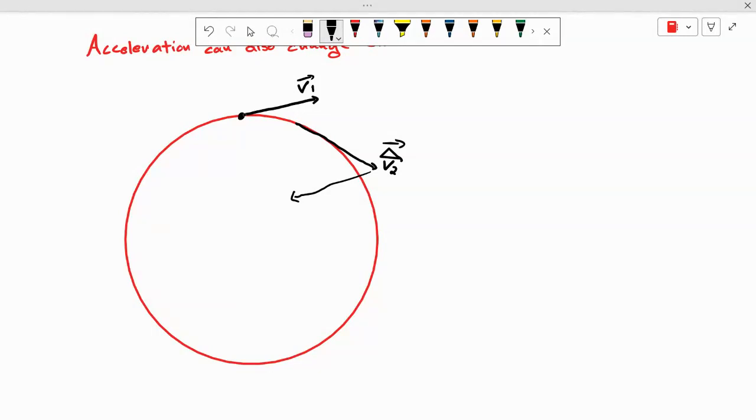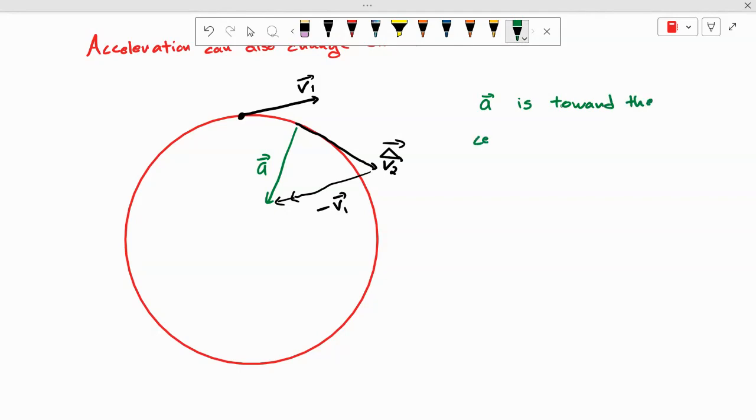this is my attempt to, you will have A. However, A is towards the center of the circle.